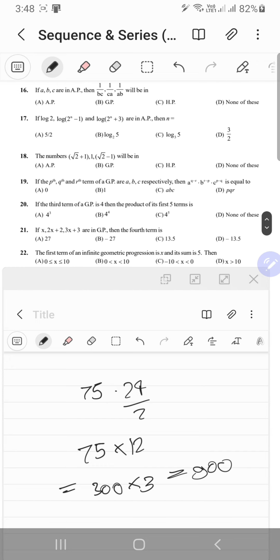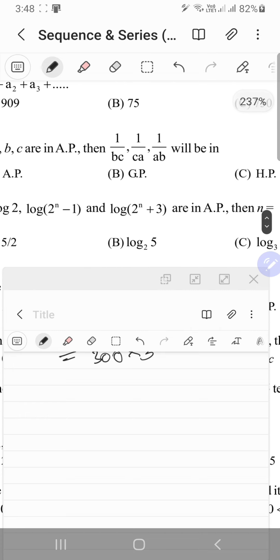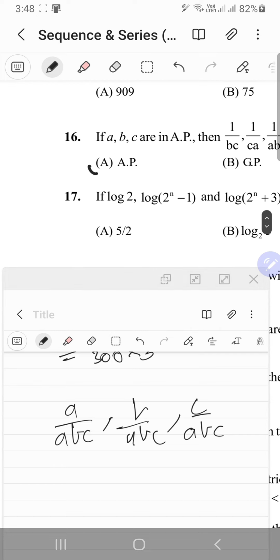If A, B, C are in AP, then this thing will also be in AP, I think, because just look at this. This thing is just A upon ABC, and B upon ABC, and C upon ABC. A, B, C are in AP, so these things are also in AP, with the difference being B upon ABC, right?